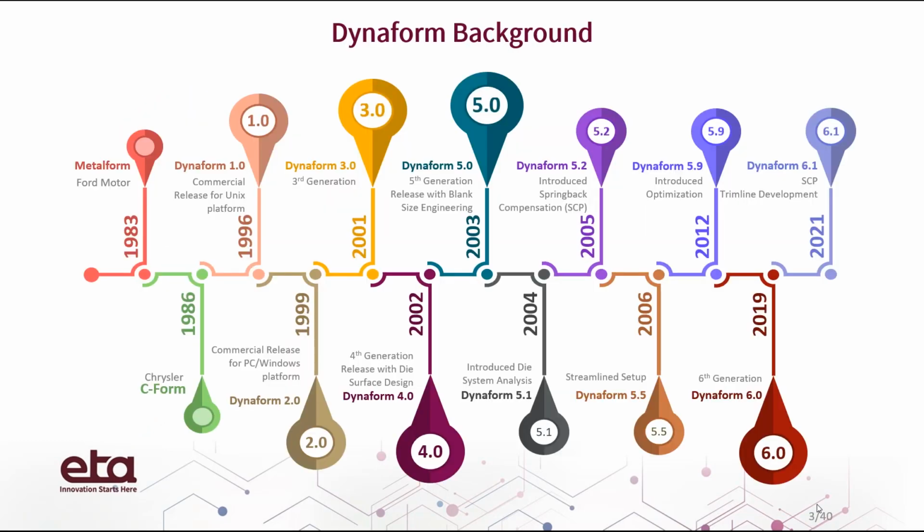Dynaform is our flagship product for sheet metal stamping. It started as a small code developed for Ford Motor in 1983. The first version was released in 1996 with LS-Dyna as the core engine for predicting metal stamping deformation characteristic. Over the past 3 decades, multiple versions were released with many new technologies for solving sheet metal stamping problems. We have released version 6.1 last year. We are releasing version 6.2 today.